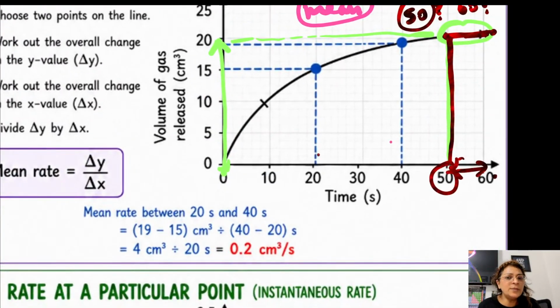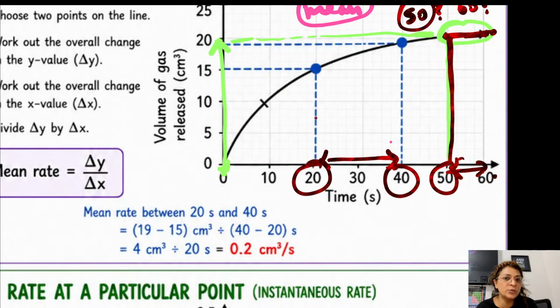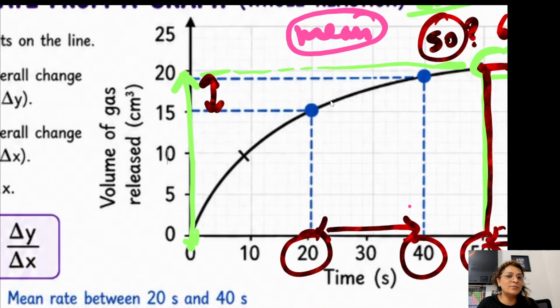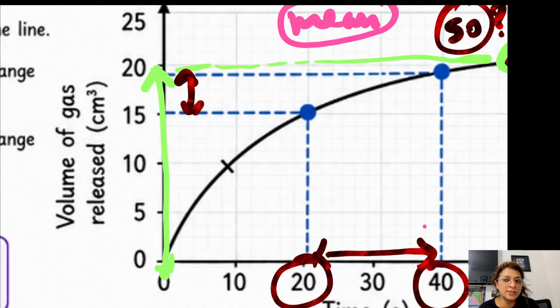Okay, and if they simply ask you to find the mean rate between two points, what you simply do is take this much volume and this much volume and work out the ratio, which is just change in y over change in x. So how much volume of gas is produced in this amount of time.